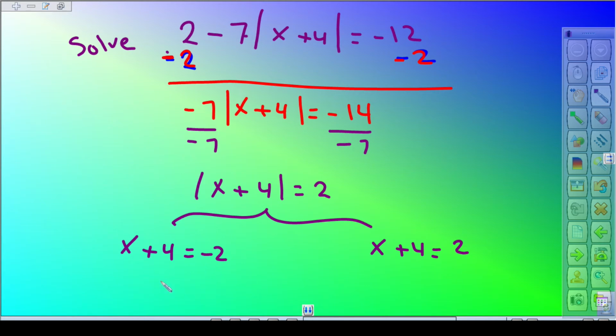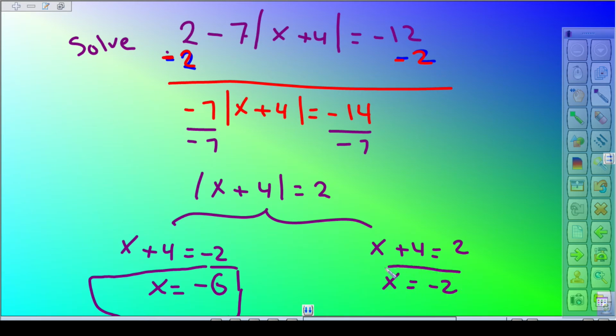So I'm going to subtract 4 from both sides. So that's a negative 6. That is one proposed solution. And this one is going to also be subtract 4, so x equals negative 2. Okay, here we go. Two proposed solutions. Remember the word or. This one or that one.